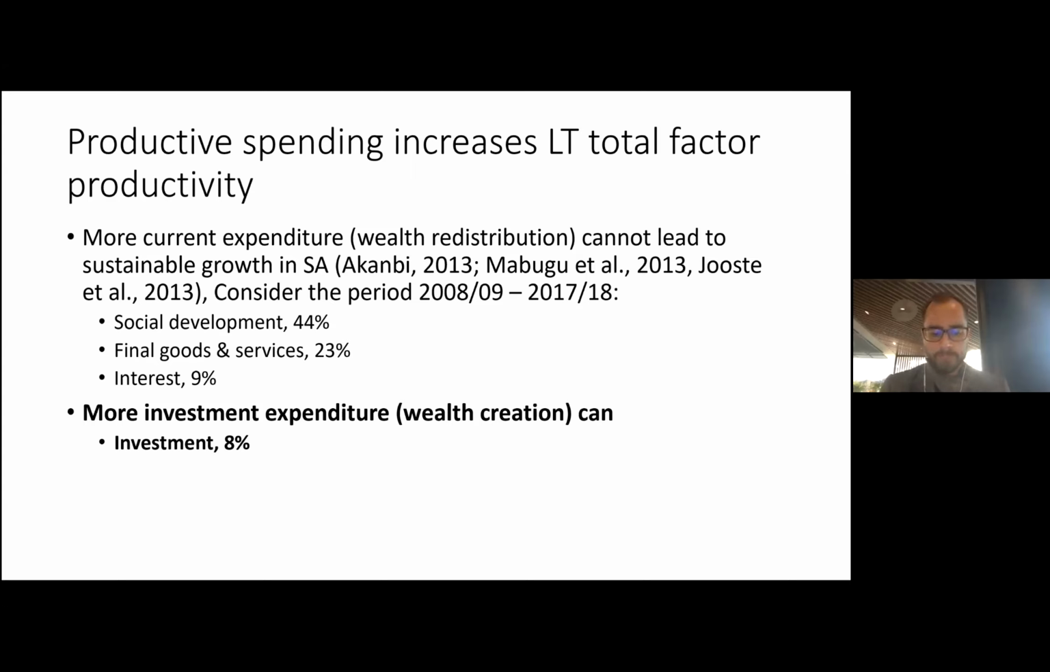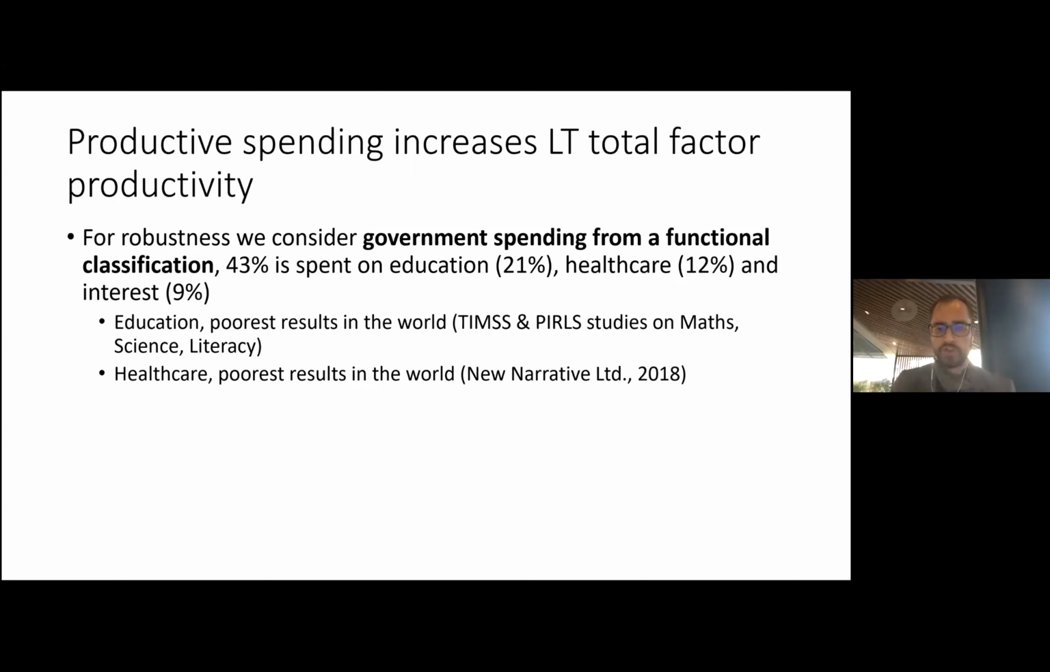So concluding here, well, just before I conclude, maybe also just the functional classification. Once again, 43% is spent on education, healthcare, and interest. And we know we have some of the worst educational results in the world. That's just one study, TIMSS and PIRLS, is the one that I really like. They show maths second lowest, science lowest, literacy lowest in the world. That's including Zimbabwe and a couple of other poor performing countries. I think Venezuela is even on the list. And then the poorest healthcare results also in the world. So we do spend a large portion, we're just not seeing the results.